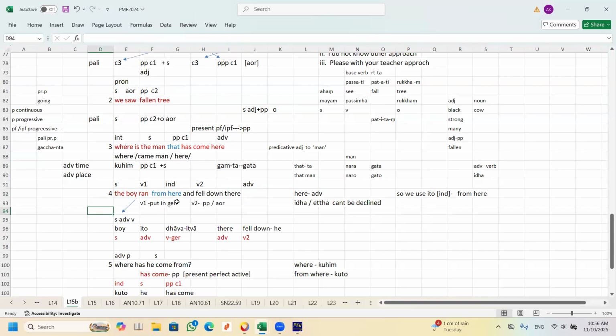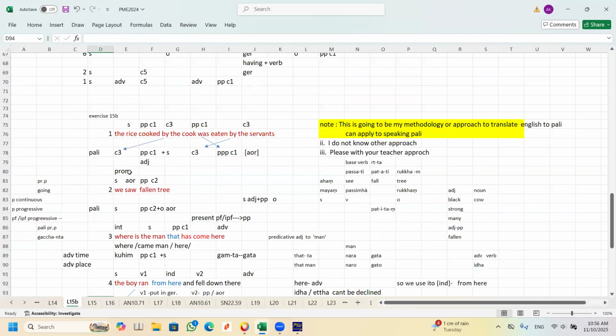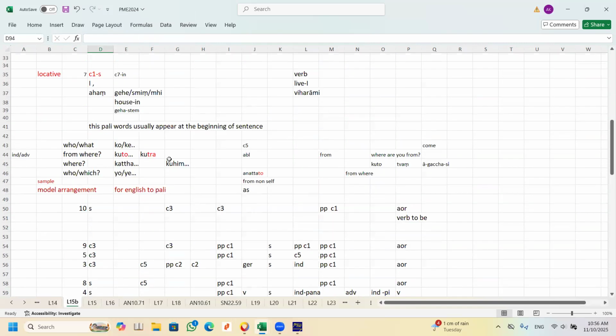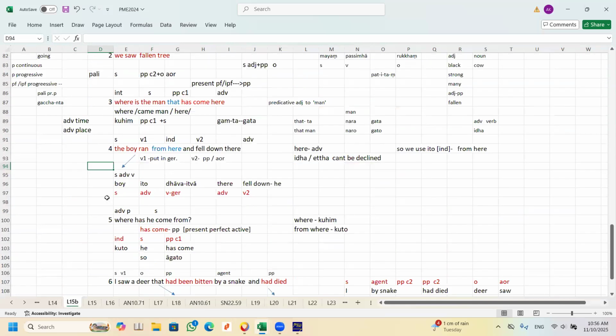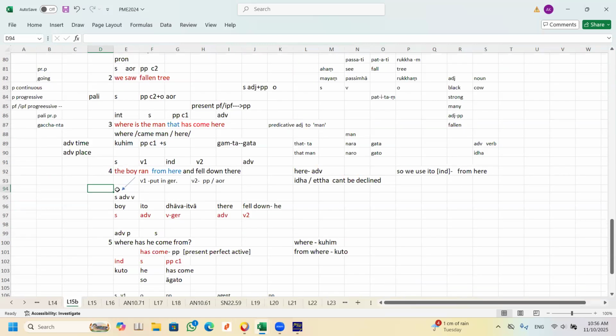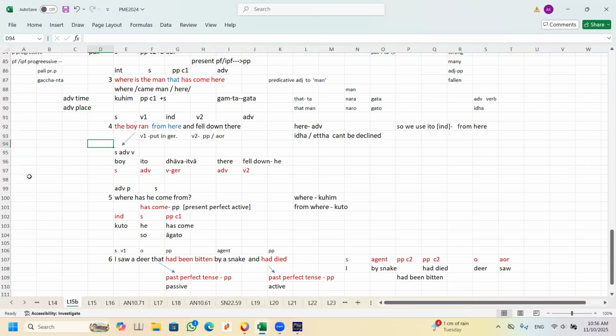One by itself, that means you have to follow this part. You have to follow this one from here. From here, that means this. Here is what? Tatra, I think it's Tatra. Is it from here? No, Idha is here, Tatra is there. Idha is here. Let me see, just one minute.